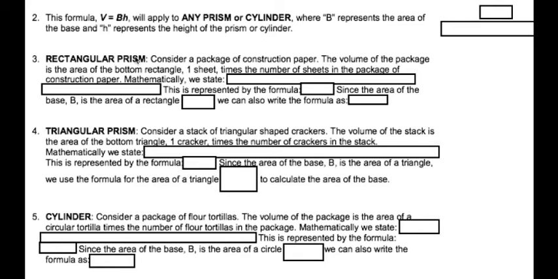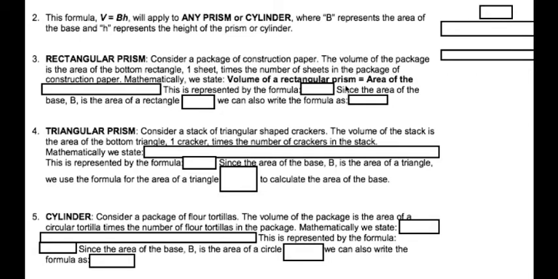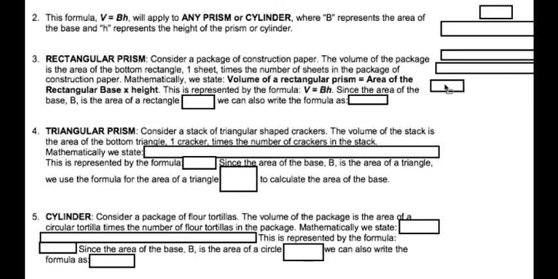A rectangular prism. Consider a package of construction paper. The volume of the package is the area of the bottom rectangle, the bottom sheet, times the number of sheets in the package. Mathematically, we state that the volume of a rectangular prism is equal to the area of the rectangular base times its height. This is represented by the formula V equals capital B little h, area of the base times height.